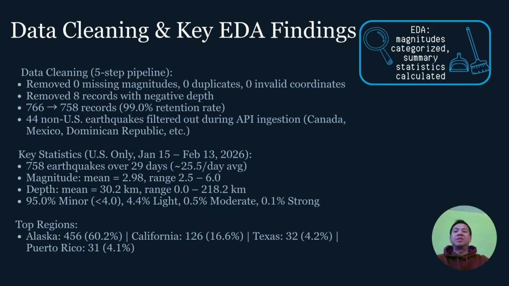For the key statistics, over 29 days, there were 758 earthquakes, averaging about 25.5 per day. Mean magnitude was 2.98, ranging from 2.5 to 6.0. The vast majority, 95%, were minor magnitude, with just one strong event, a 6.0 off the coast of Oregon. By region, Alaska dominates at 60%, followed by California at 17%, Texas at 4%, and Puerto Rico at 4%.